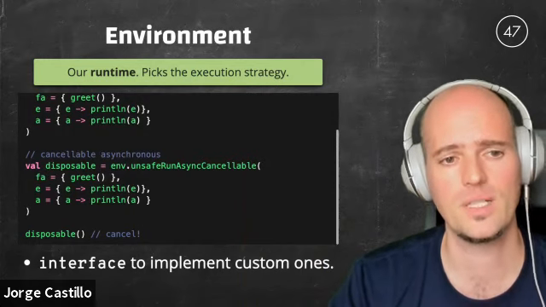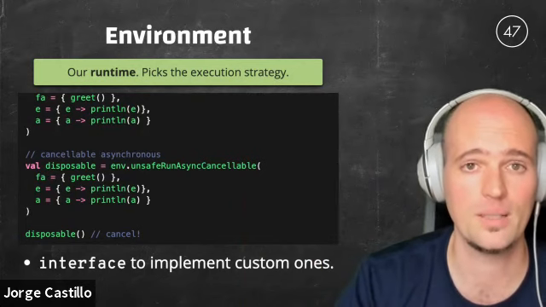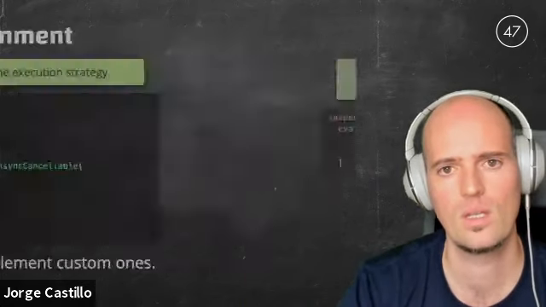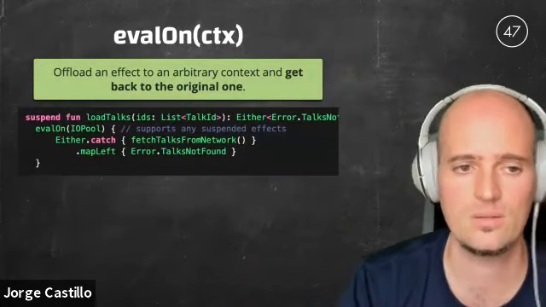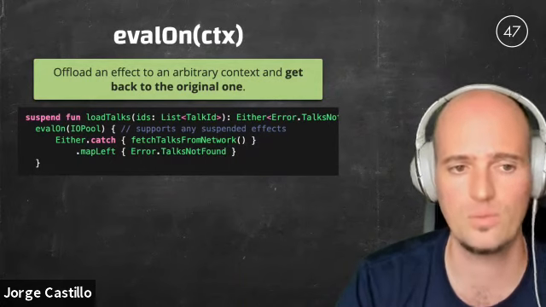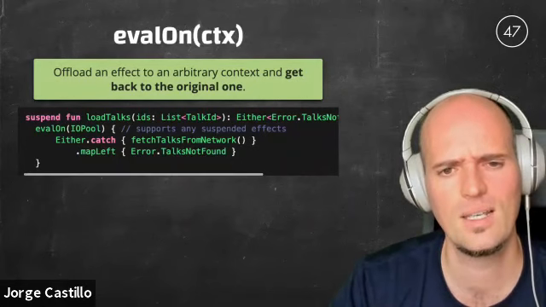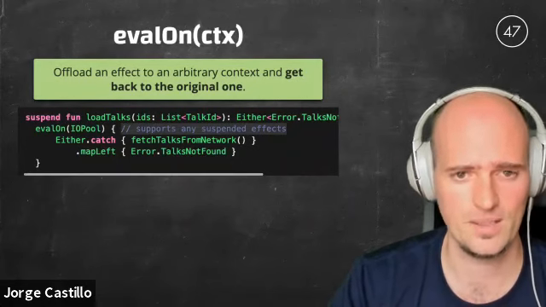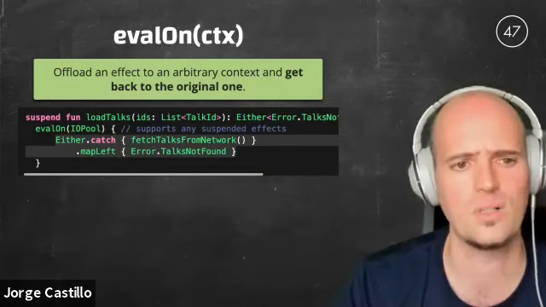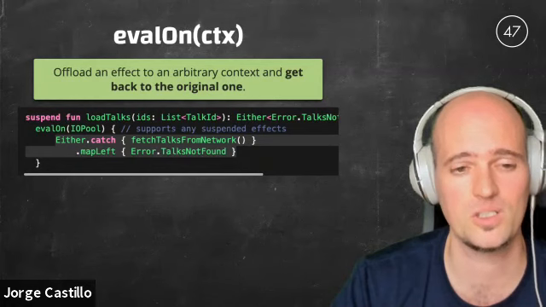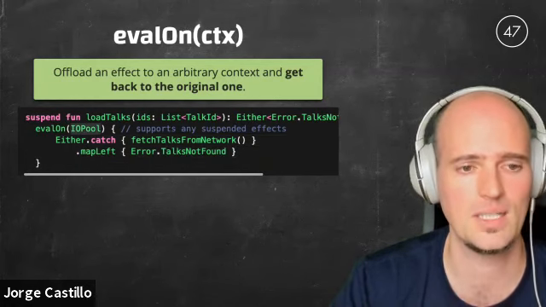But it's an actual interface, the environment. So you could provide your own environments or your own runtimes if you wanted to. If you want to offload tasks to a different dispatcher, which is something really common in Android, you can use evalOn for that. So you can basically fit any suspended effect inside of it, like this one, either catching or whatever. Actually, any of the Arrow Fx Coroutines operators, because all of them are suspended, you can offload them to a different dispatcher using evalOn.